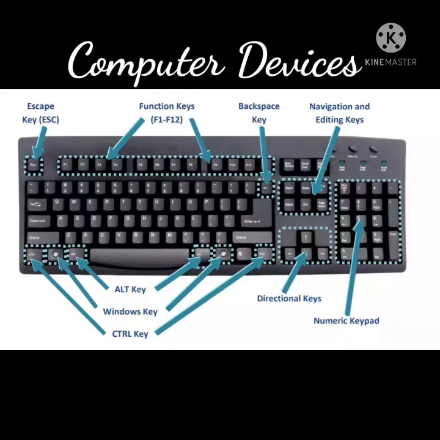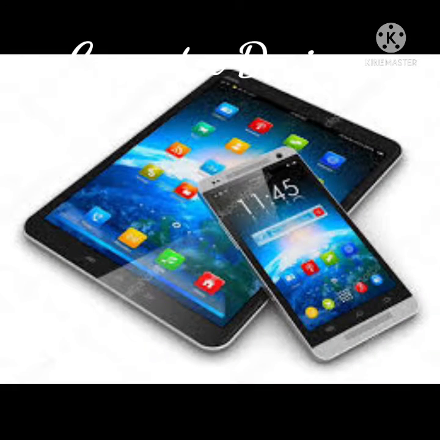Then, backspace. This key is used to delete text. When we press this key, the letter on the left side of the cursor gets deleted. This key is also used to delete text while typing. When we press this key, the letter on the right side of the cursor gets deleted. It's also used to delete files or folders from the computer.